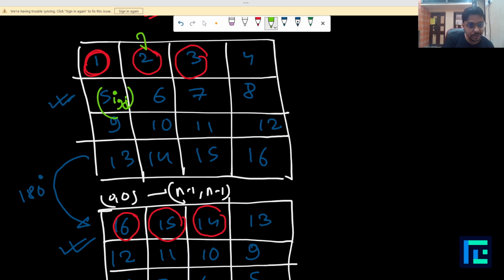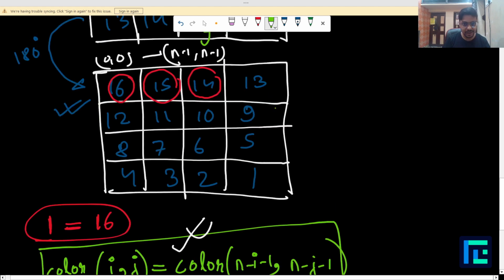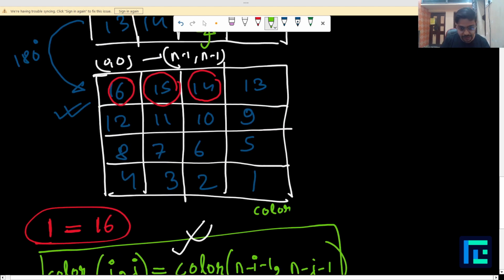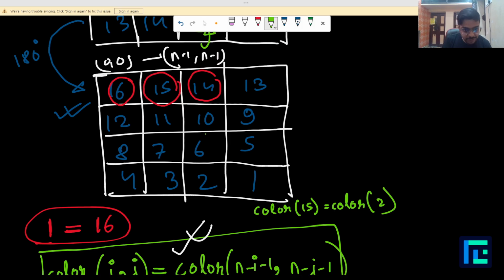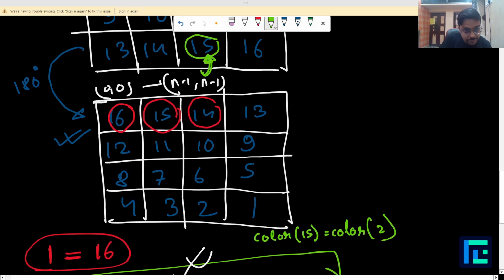Only for cell 2 and cell 15, the condition was not satisfied. See, 2 comma 15 forms a pair, right? So if the condition is not satisfied for 2, it will not be satisfied for 15 as well. Because what I will do, I will just check that color of 15 should be equal to color of 2. This I will check when I come to grid 15.